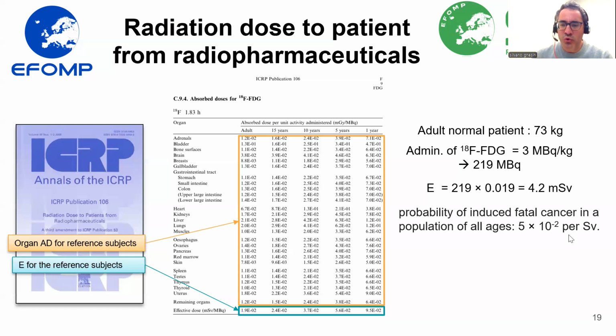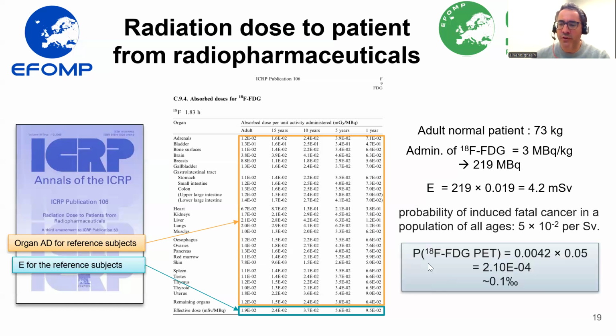And you use the information that the probability of induced fatal cancer in a population of all ages is 5% per sievert. And then at the end, the probability of radio-induced fatal cancer for that patient is of the order of 1 per 1,000. So you have in this case an estimate of the stochastic risks.